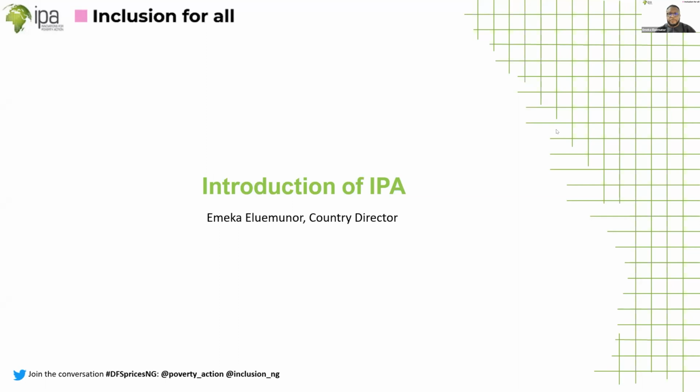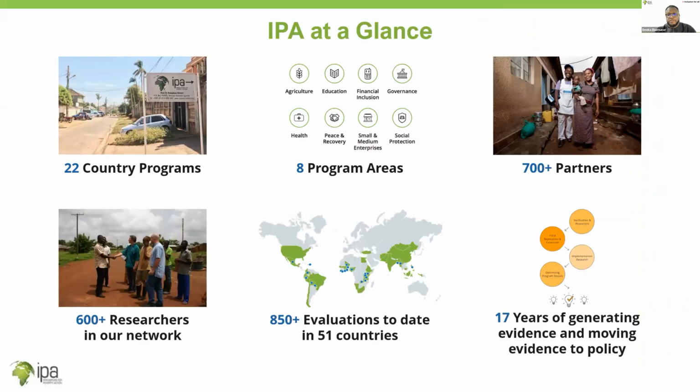For those of you not familiar with IPA, we are a global research and policy nonprofit with offices in 22 countries. Our goal is to generate evidence on what types of interventions work to address poverty issues. And since our founding in 2002, IPA has worked with leading academics and experts to complete over 850 evaluations in 51 countries. And this research has informed hundreds of successful programs and impacted millions of individuals worldwide. Our work has also been used to influence international development debates on crucial investments such as microcredits and cash transfers.